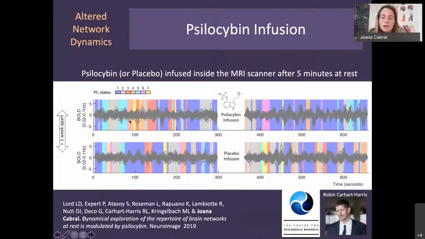Okay, and then we did again this LIDA analysis to see which network states were being activated at each point. So this is only one of the 4 scans. If each of these things represents 1 scan, right? For each subject, we have 4 scans where only 1 is psychedelic.